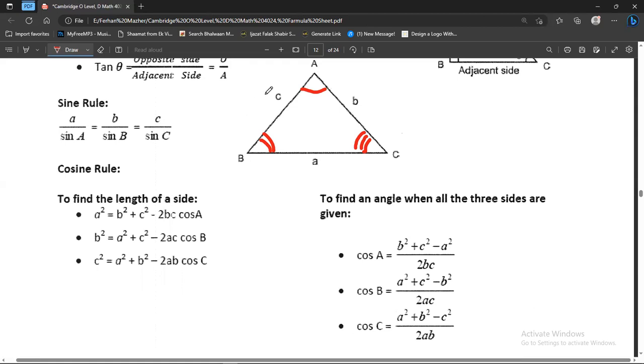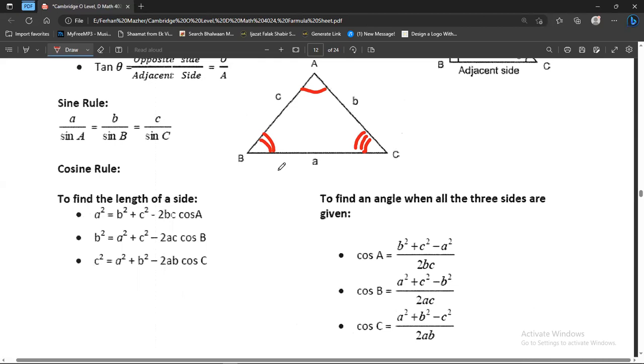For example, if you want to find out the side c, and I know this side and the angle between them, then according to the cosine rule, c square will be equal to a square plus b square minus 2ab cos C. Okay, so this shape of the cosine rule is used to find the side. If you know the three sides of a triangle, you can find any of its angles.